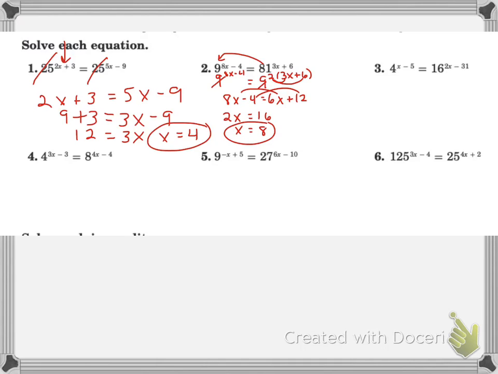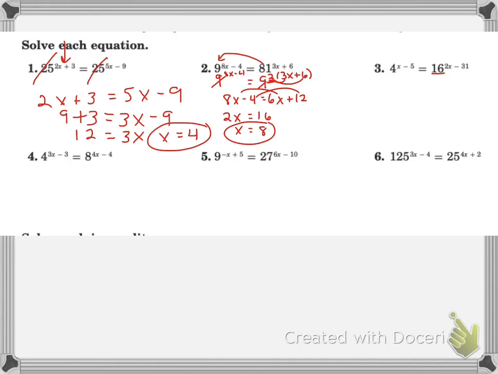You can check that in your calculator. It's probably a really large number. And then 3 times 8 is 24. 24 plus 6 is 30. 30 times 2 is 60. So that would also be 9 to the 60th power. Okay? All right. Same thing with number 3. You could easily change 16 into 4 squared, and that would solve your problem there.